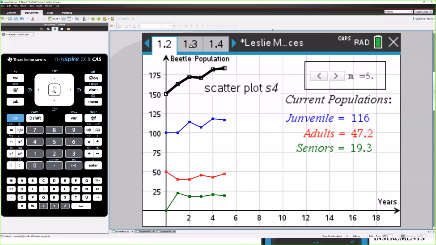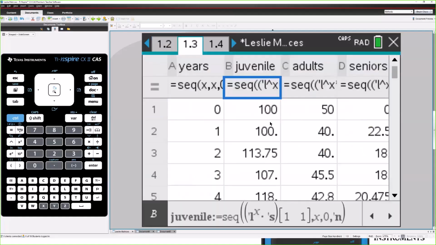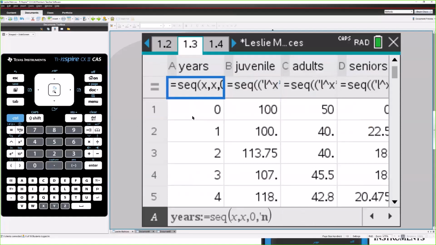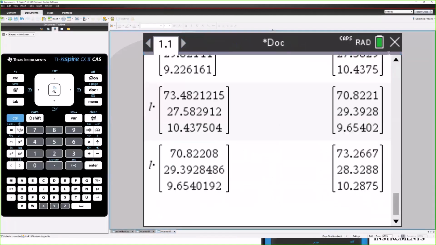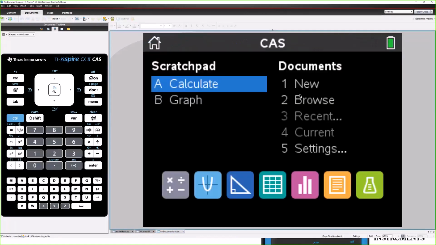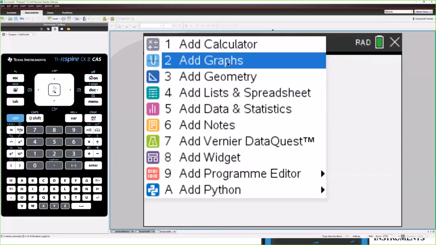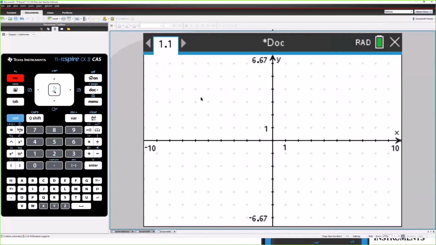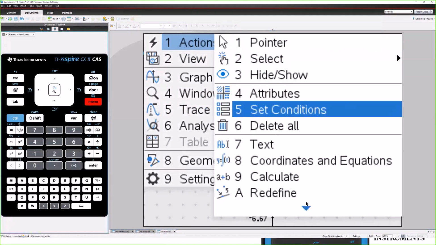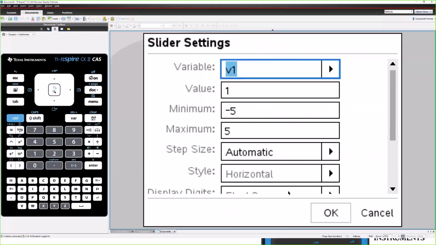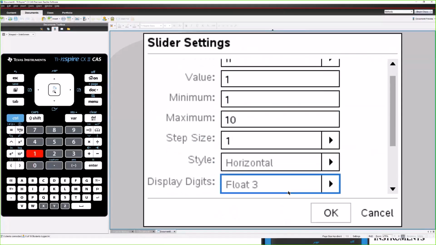Most of the grunt work happens between the notes application and this spreadsheet. So the spreadsheet, well, this obviously is just generating years, and I'll show you how to generate years. So I'll open up a new document. Let's get rid of that one. And we'll create a new document. And I have a graphs application. And all I did was put a slider in it. So actions, insert slider. I called my slider N. We'll start with 1. We'll go 1 to, let's say, 10. And steps of 1.